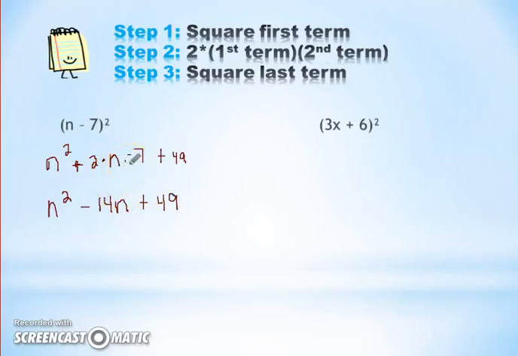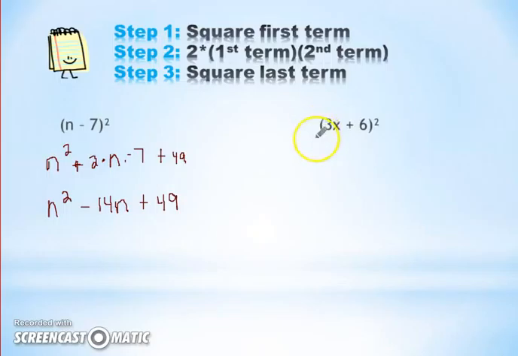You can multiply these out using the FOIL method, but it helps to recognize the pattern, and you'll see why in the next couple slides. So just know that for the pattern, you're squaring your first term and squaring your last term. And to find the middle term in your trinomial answer, you multiply 2 times the first term times the second term. So 2 times n times a minus 7.